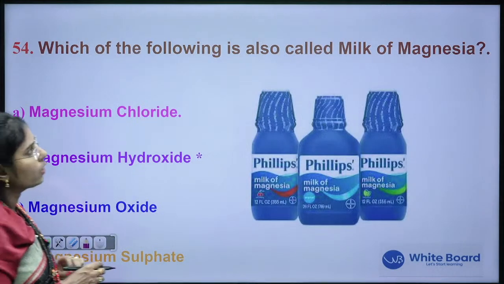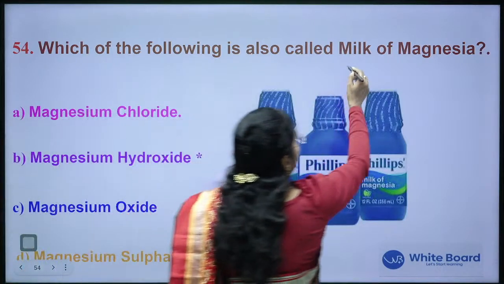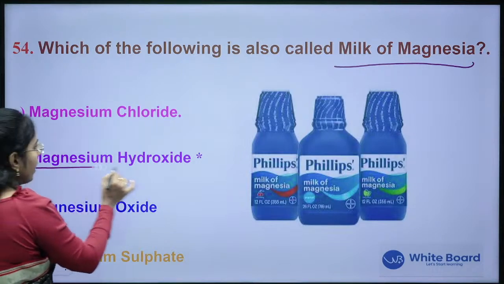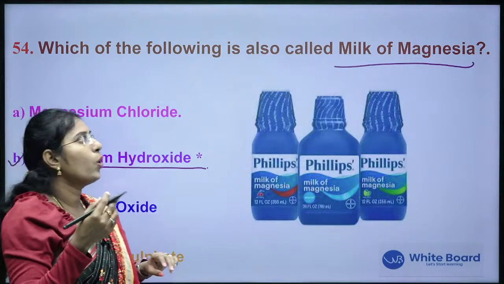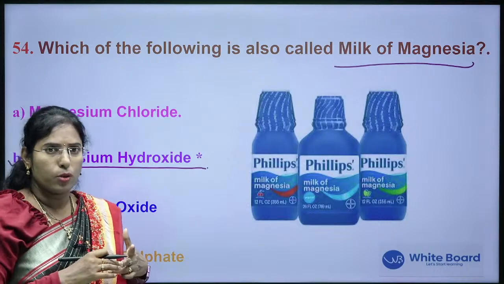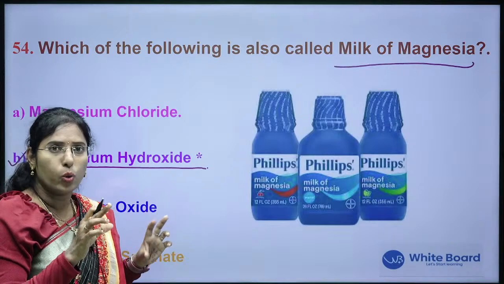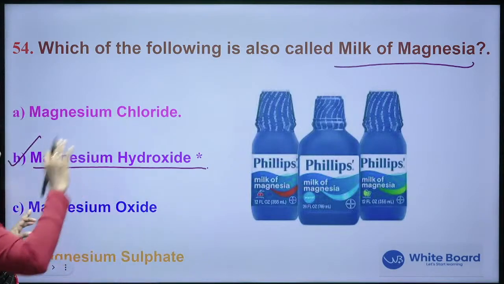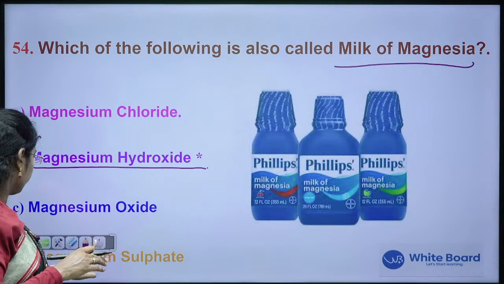Coming to the next question. Which of the following is also called milk of magnesia? Milk of magnesia is a synonym for magnesium hydroxide. It is also a direct question. In pharmaceutical inorganic chemistry, you have to go through these synonyms also. In 2018 also, we directly got 2 questions on these synonyms only. So make sure that you learn these synonyms. Coming to the next question.